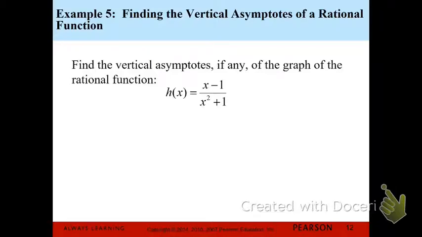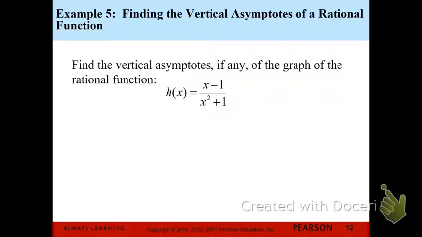All right, so example 5. Let's find the vertical asymptote of any other graph of the rational function. So again, let's do like we did before. Let's go ahead and start with domain. Just remember, your domain and your vertical asymptote are going to be related. Anything that's your vertical asymptote is going to be a restriction of that domain.